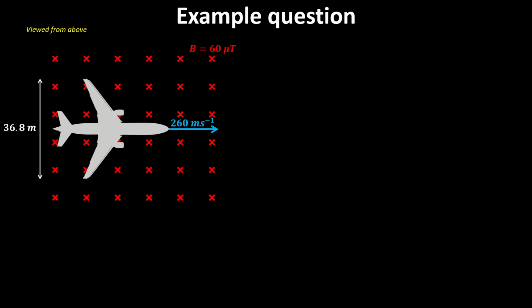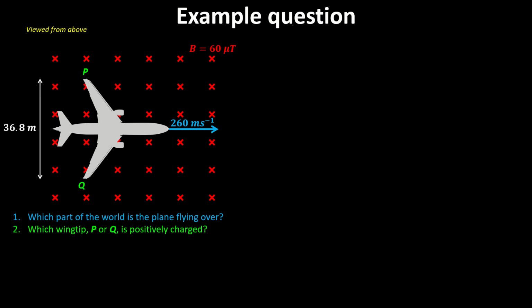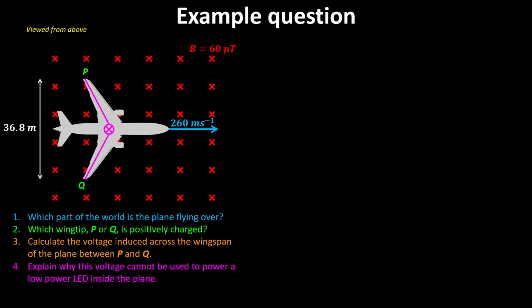So there are 4 questions here. Which part of the world is the plane flying over? Which wingtip, P or Q, is positively charged? Calculate the voltage induced across the wingspan of the plane between P and Q. And explain why that voltage cannot be used to power a low power LED inside the plane. So if you want to have a go at those, I'm going to pause the video now, have a go at them, and then play it again when you want to go through the answers.